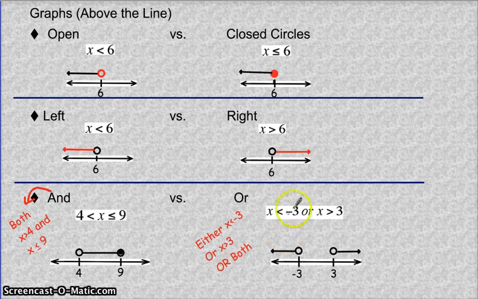Or just means you have to satisfy one or the other inequality. So if x is less than negative 3, notice open circle at negative 3 going to the left, or x can be greater than 3. So we go an open circle at 3 going to the right.